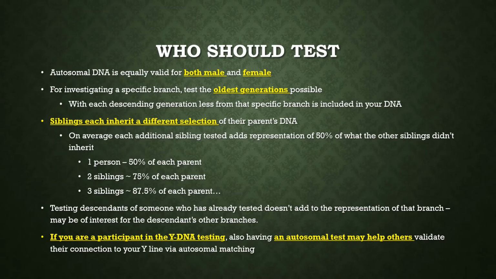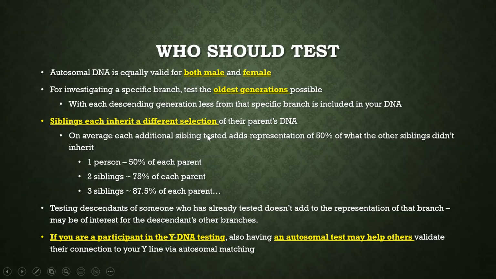So if you're targeting a specific branch, you want to find the oldest generations that are related to that branch in your family. For example, I've tested some of my grandfather's siblings and cousins because they're still surviving, whereas my grandfather isn't. But they're the oldest generations on that branch of my family.